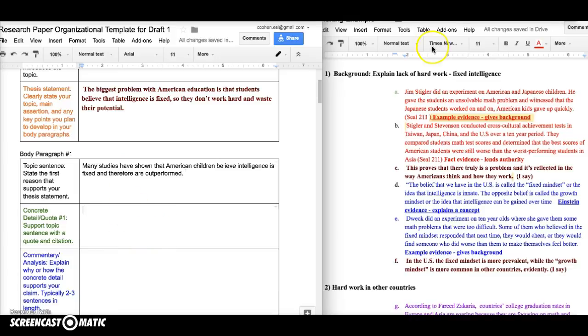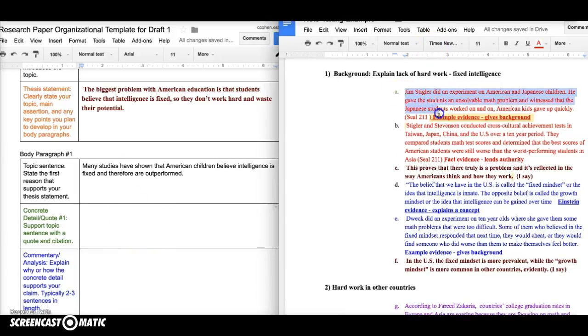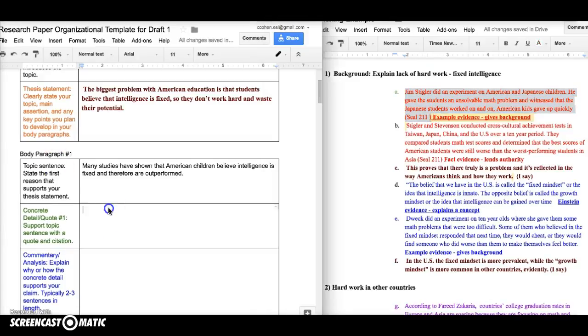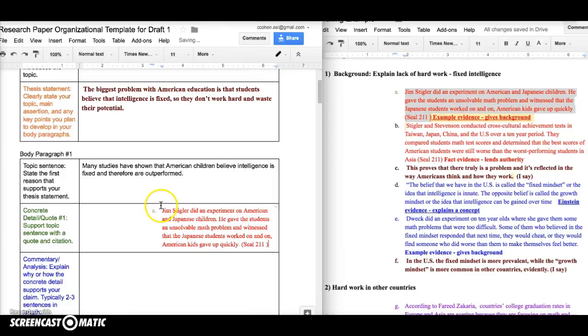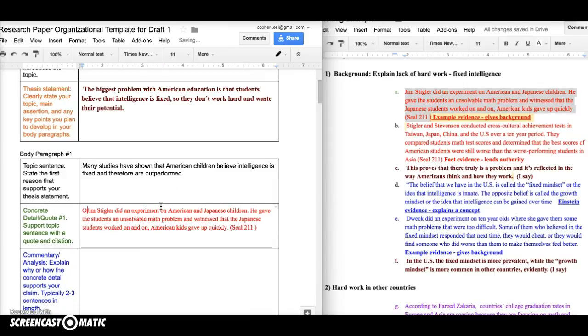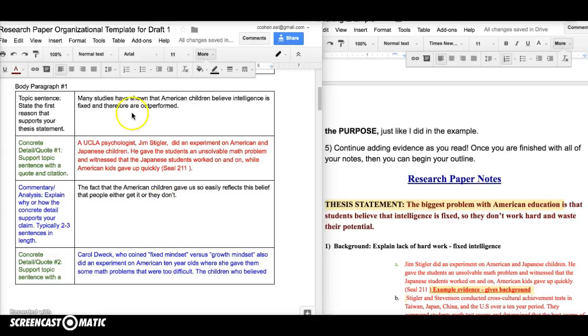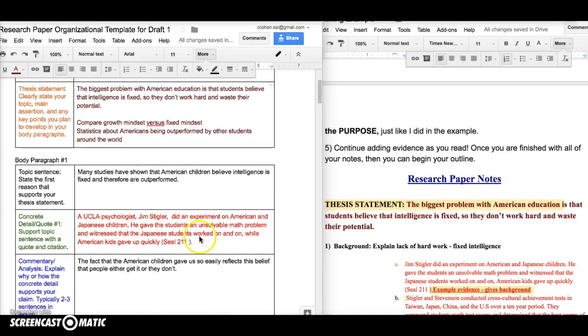So I'm going to first give this evidence here about Jim Stigler. Okay, so one researcher, a UCLA psychologist, Jim Stigler, did an experiment on American and Japanese children. He gave the students an unsolvable math problem, witnessed that Japanese students worked on and on, American kids gave up quickly. Okay, so now I'm going to add I say after I have added my evidence here.